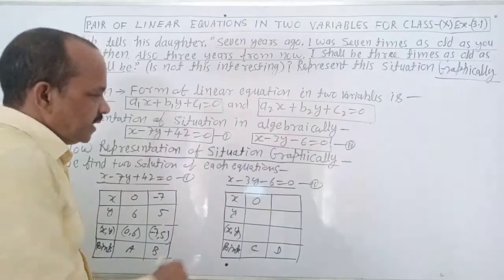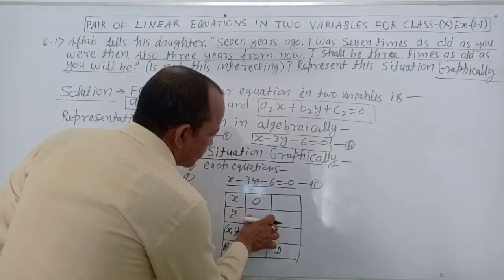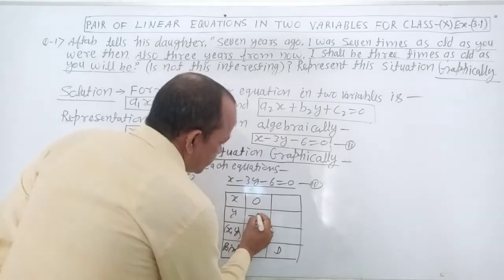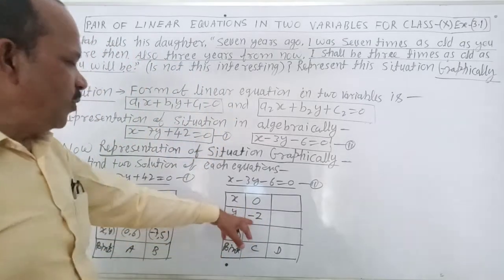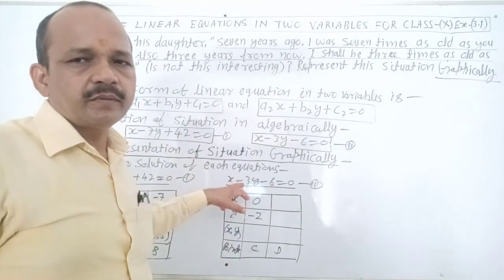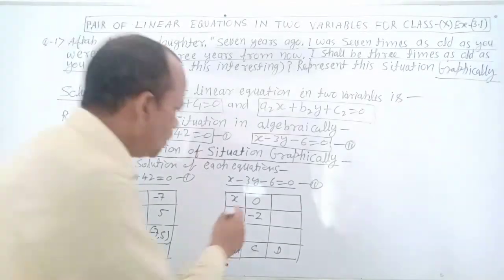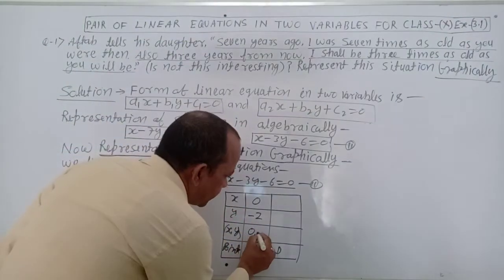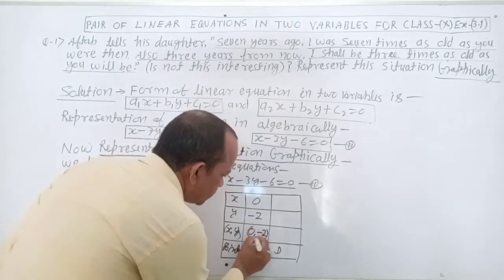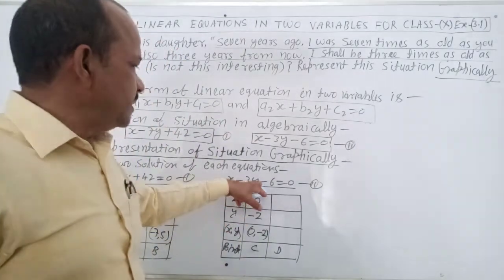Clear? Here you can write minus 2, value of y is minus 2. Minus 2 multiplied by minus 3 becomes plus 6. Plus 6 minus 6 equals 0. Clear? Your coordinate is 0 and minus 2. Clear? Here you can write 0.